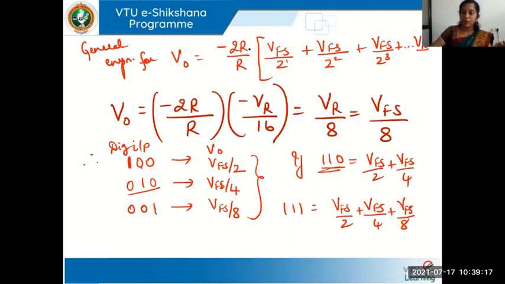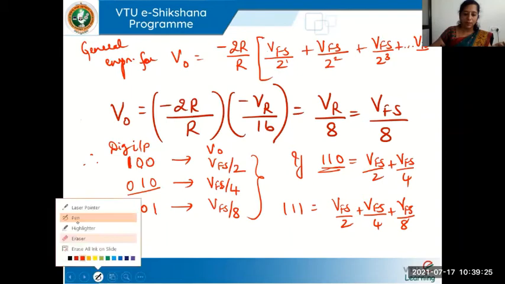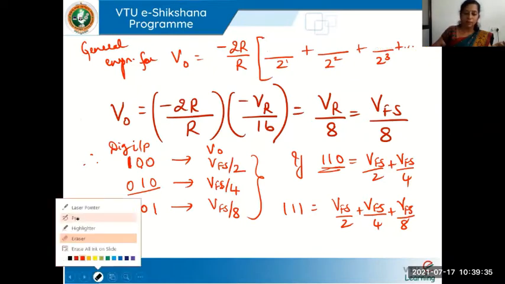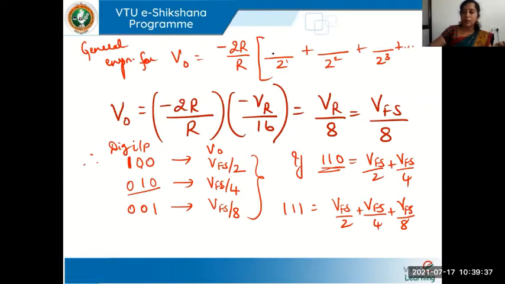Here, instead of VFS, you can simply write the bits also. Instead of writing VFS, I'll do one thing. I'll write it as the bits, because that will look more authentic. We are representing it in bits. B0 here. When B3 is high, I get this.